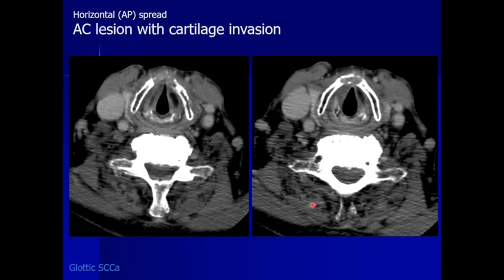So I've just told you that early invasion of cartilage on early lesions you don't see in the glottic larynx, but there's always an exception to the rule. And that would be tumors that start in the anterior commissure of the glottic larynx. You can see that this early lesion has blown through. You can see it's lytic in the thyroid cartilage, and it's actually gone through and into the extralaryngeal soft tissues. So this is an exception to the rule.